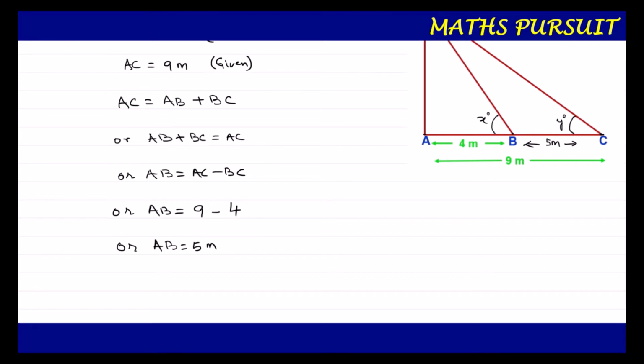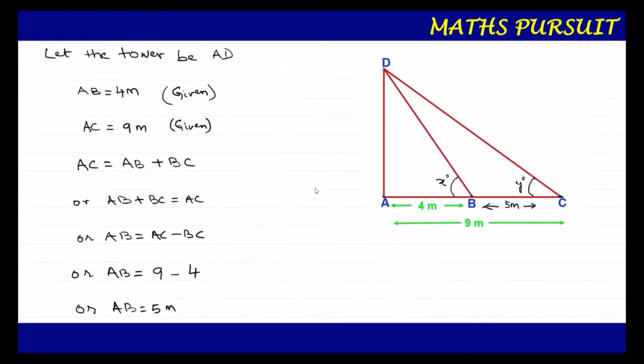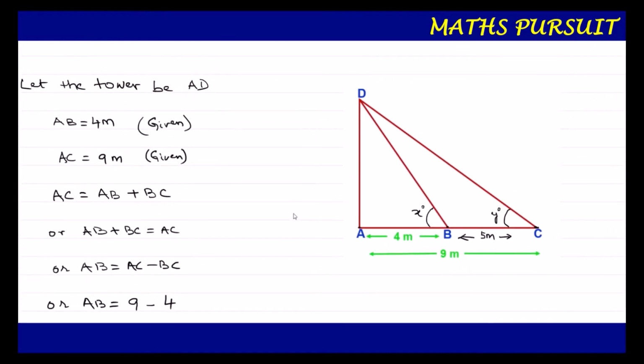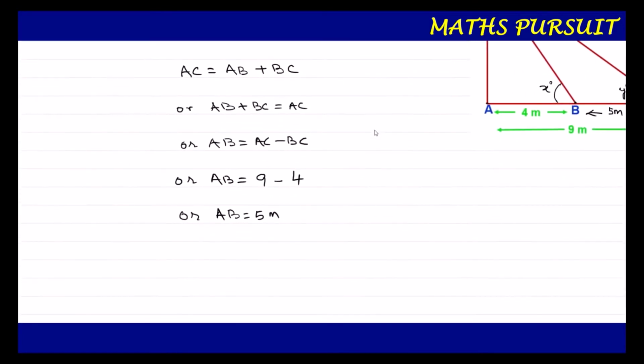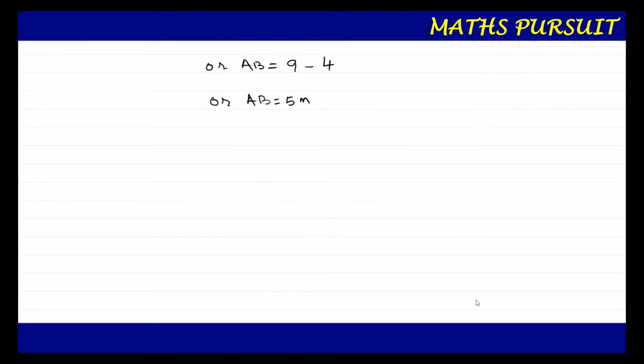Now guys, you could see that it forms two right angle triangles. One right angle triangle is ABD and the other right angle triangle is ACD. Now let us focus our attention on the right angle triangle ABD.